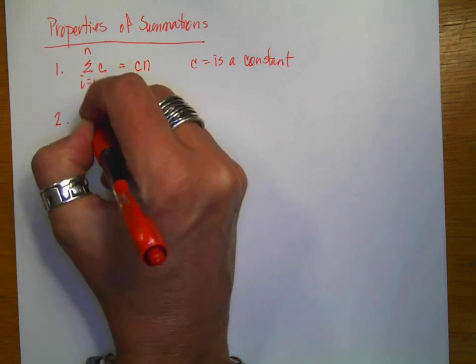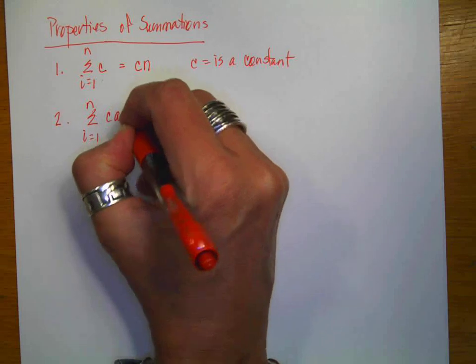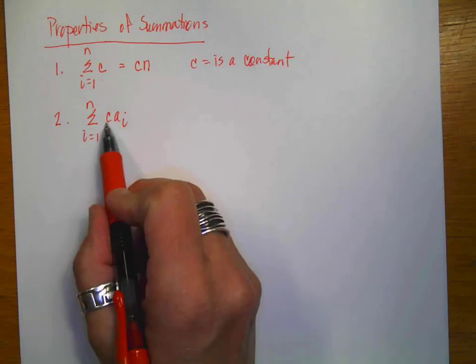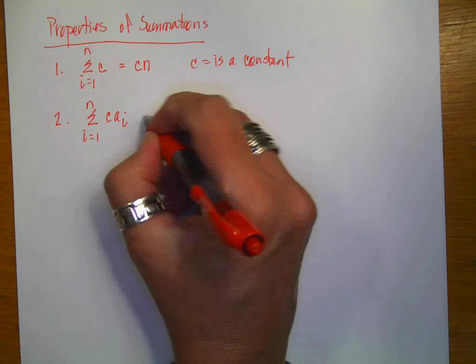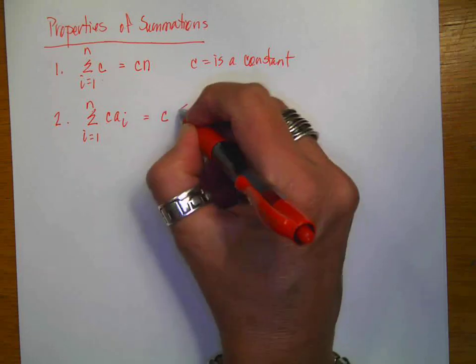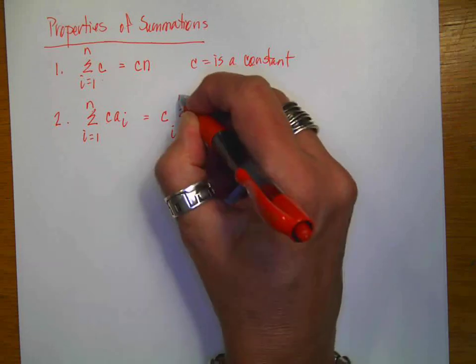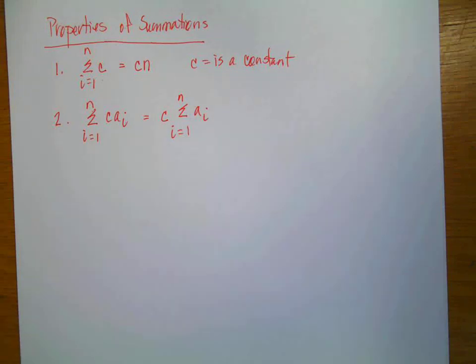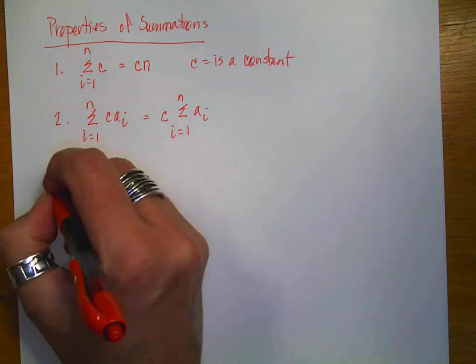If I want to go from i equals 1 to n of c times a sub i, so notice that I have a constant times the rule, I could rewrite this by pulling the constant out front, and then I would have my rule, okay?